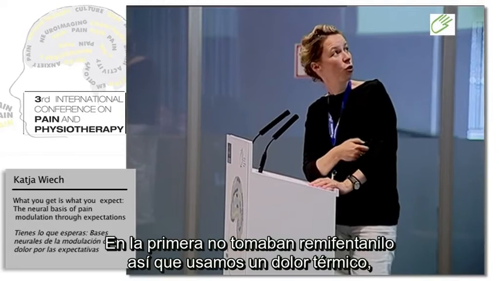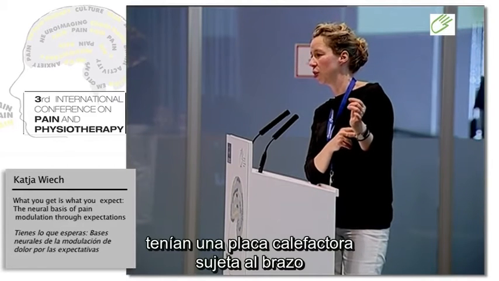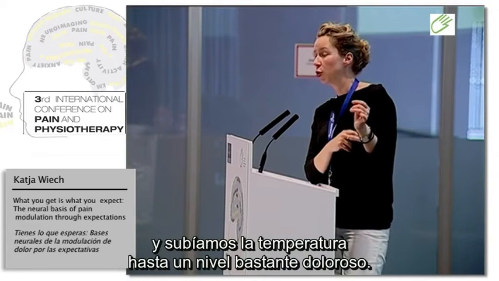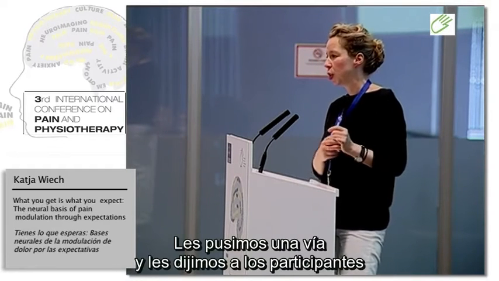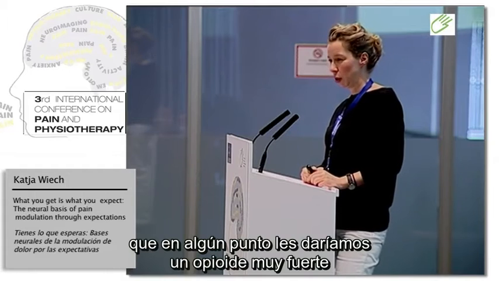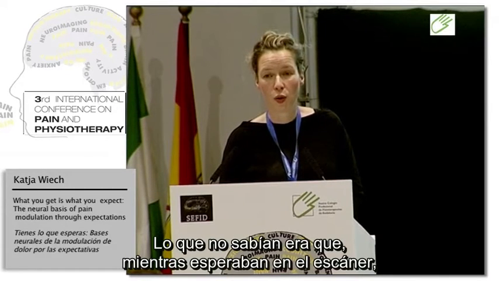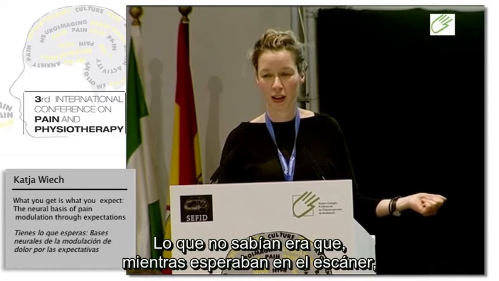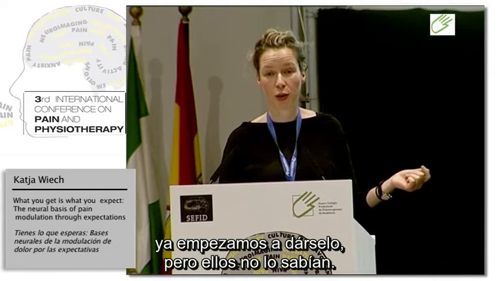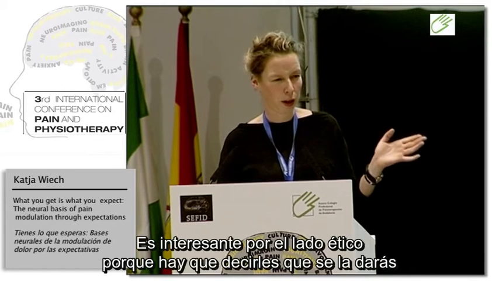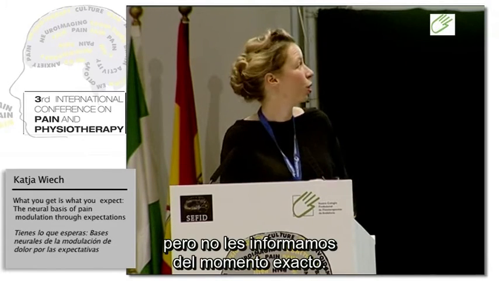So in the first condition, they weren't on the remifentanil, so we just used our thermal pain. They had a little hot plate attached to the arm, and we would increase the temperature up to a level that was quite painful. Okay? And then they got an IV line, and we told these participants that at some point you will get this very strong opioid, and that might do something to your pain. What they didn't know was that while they were still waiting in the scanner, so that was all done with brain imaging, while they were lying in a scanner, we already started the infusion, but they didn't know about it. That is an interesting field ethically, because you have to tell them that at some point they will get the drug. They were just not informed about the exact time point.